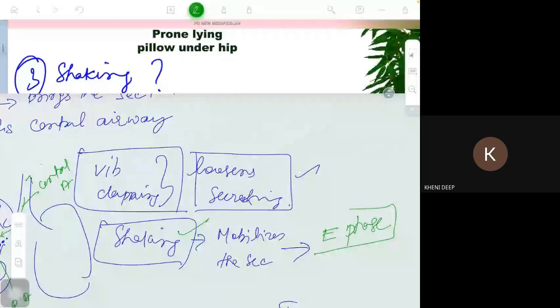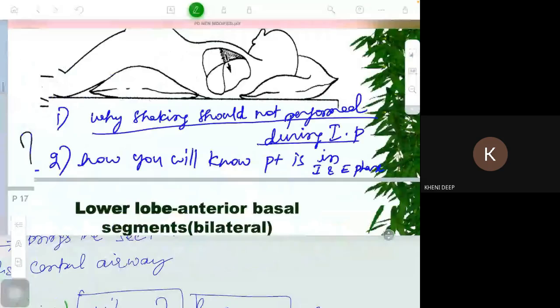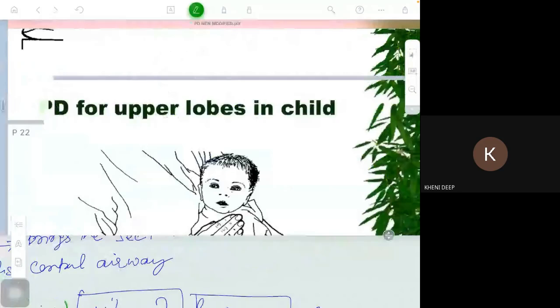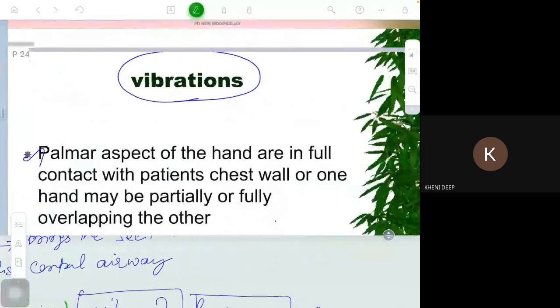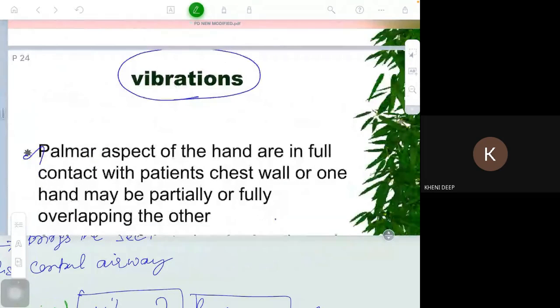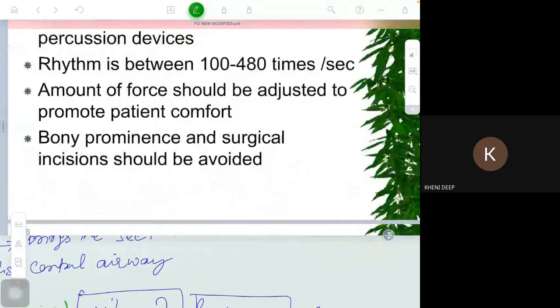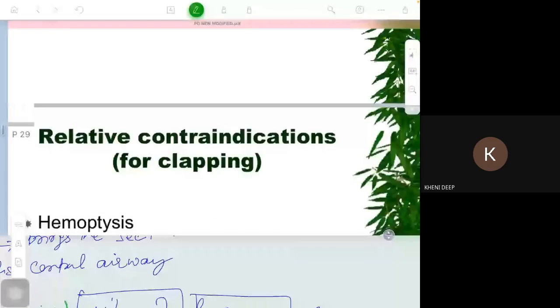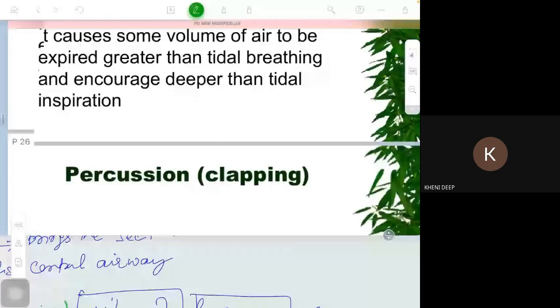Are you clear what I am saying? Yes, sir. But for vibration and clapping, there is no such restriction. You can perform vibration and clapping either during the inspiration phase or during the expiration phase.